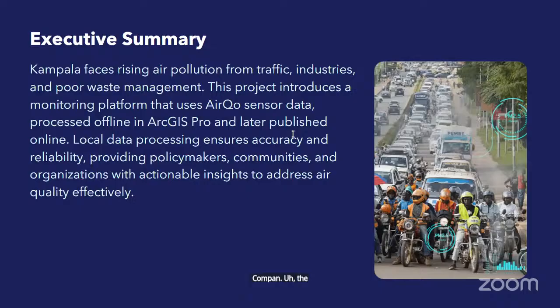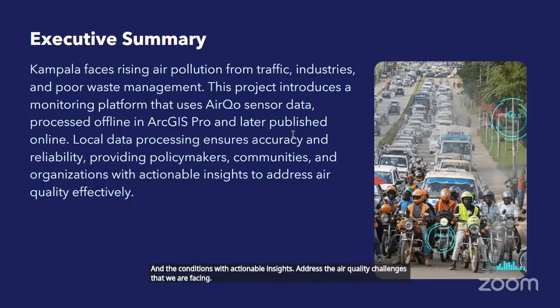The executive summary: Kampala faces air pollution from different sources, that is the traffic, the industries, poor management system, and so on and so forth. In this project, I look at getting the data from the sensors which are already in place by the organization called AirCo. I got their data, processed it in ArcGIS Pro, and then I published it online. The local processing ensured accuracy and reliability to provide policymakers, communities and organizations with actionable insights to address the air quality challenges that we are facing in Uganda.